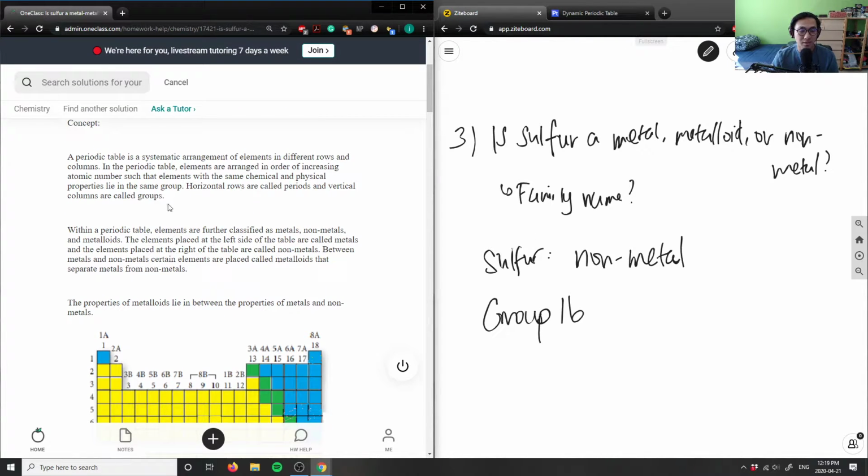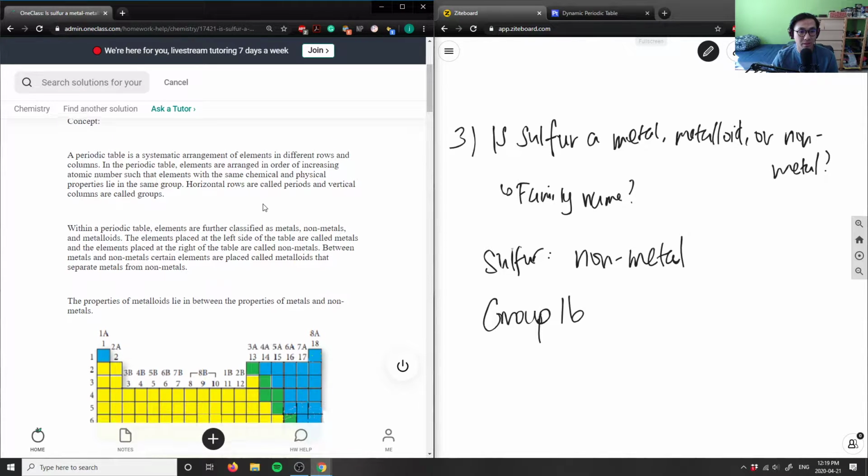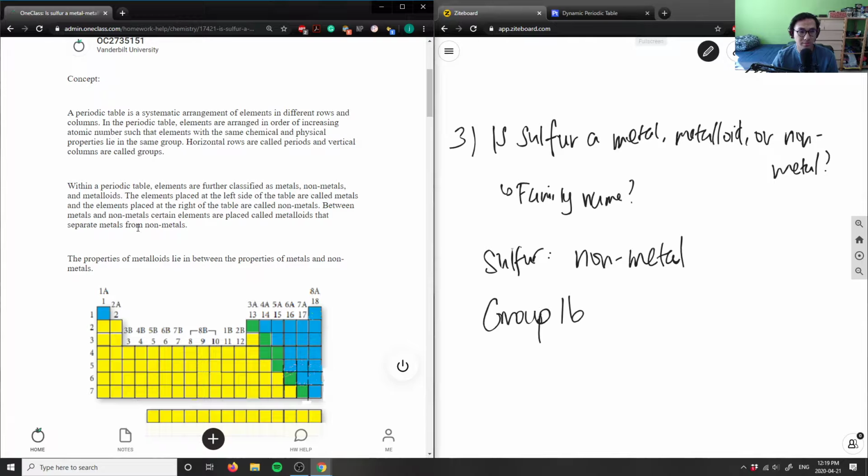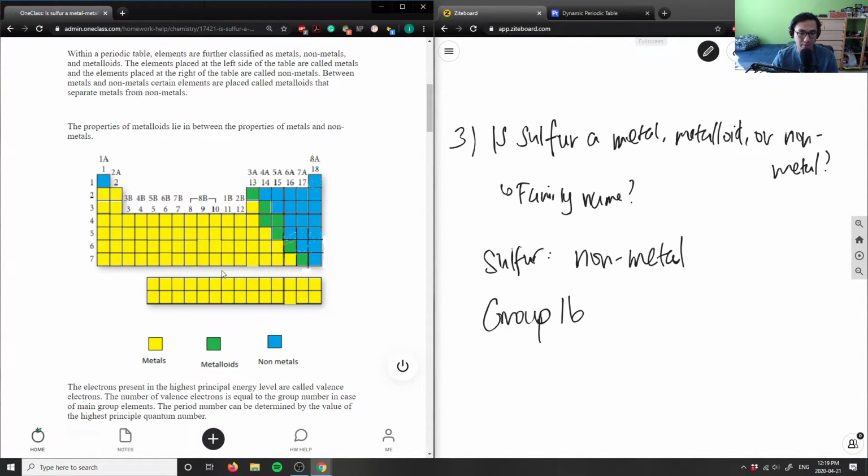Sweet. So it says the concept is a periodic table. That's good. They talked about horizontal rows that are called periods, and vertical columns that are called groups. And then they classified metals, nonmetals and metalloids. That's good. So that's what they did here, right? And sulfur again lies in the blue region here, the nonmetals.